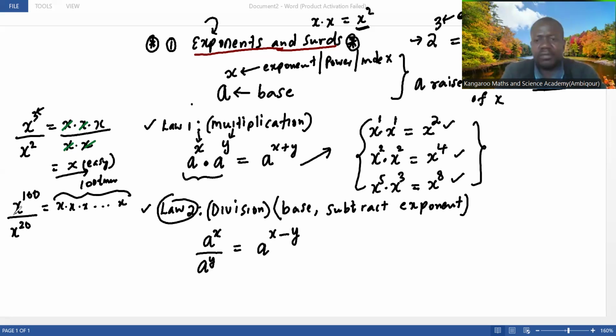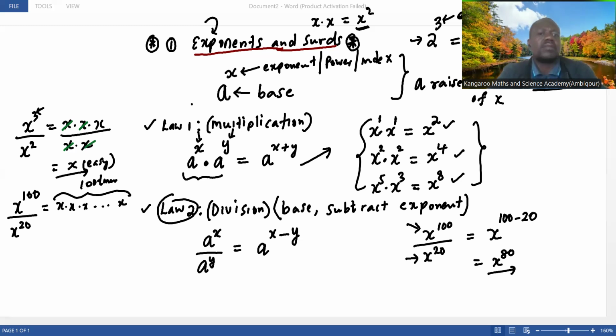To minimize this. So we know when we have x to the power of 100, we divide by x to the power of 20. Now the bases are x, and the exponents are 100 and 20. So the law says when the bases are the same for division, you take one base and you subtract the exponents, which will give us x to the power of 80. Same applies with the first one where we said x to the power of 3 over x to the power of 2. The bases are the same. You take one base and subtract the exponents, 3 minus 2, which will just give us x to the power of 1, which is just x.